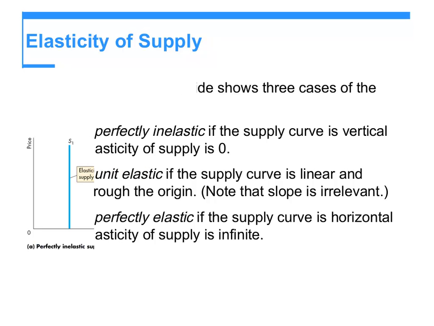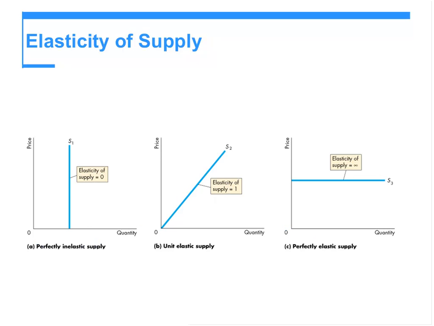Look at here, this is what we are talking about. This is when we have elasticity of supply zero, because the change in quantity is zero divided by any change in price, so it gives you an elasticity of zero. It's actually a perfectly inelastic supply.